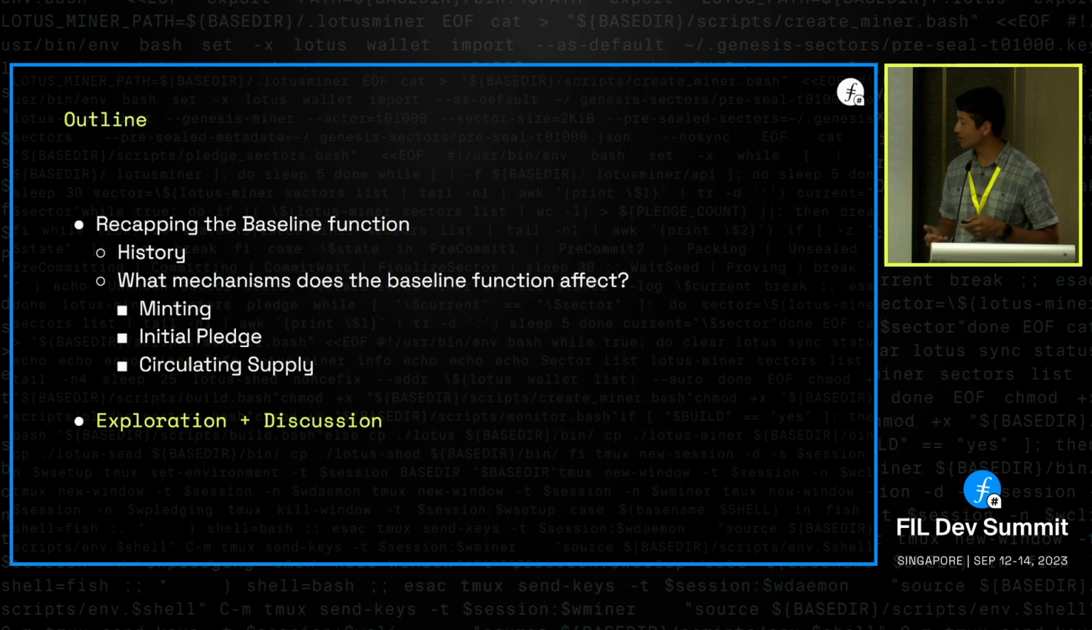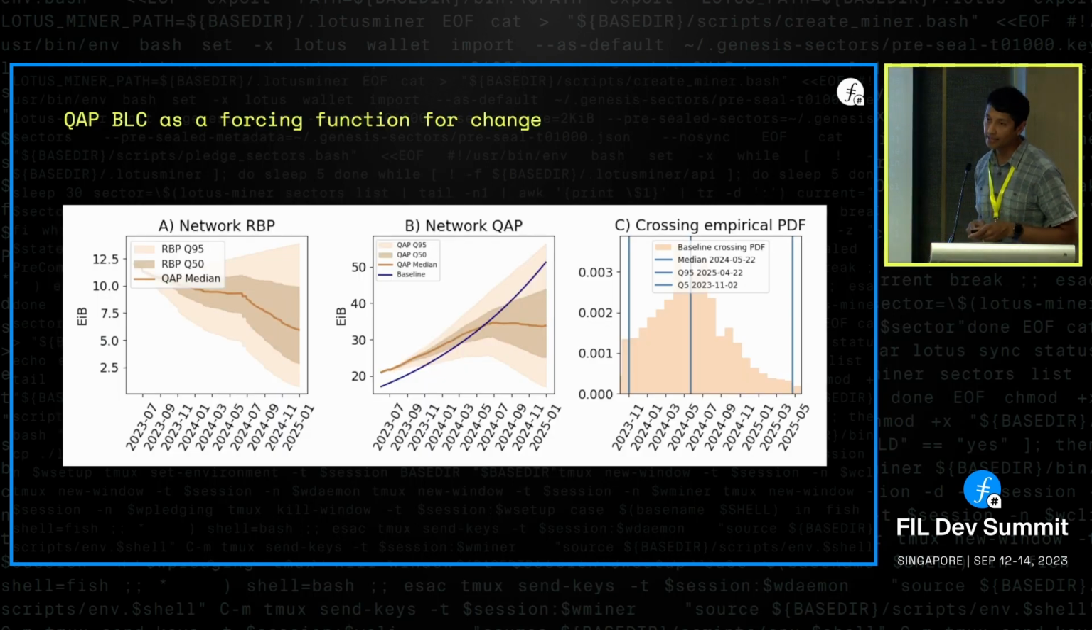So yeah, we've been doing a little bit of discussion, but I think I want to put forward this idea of a potential QAP baseline crossing as a forcing function for thinking about change, not necessarily of the baseline function, but of some aspects of the crypto economics. So this plot we don't need to dive into. It's just some forecasts that we did, and we're forecasting when we expect the QAP baseline crossing to occur.